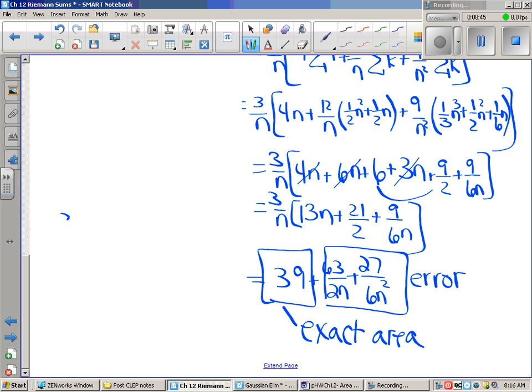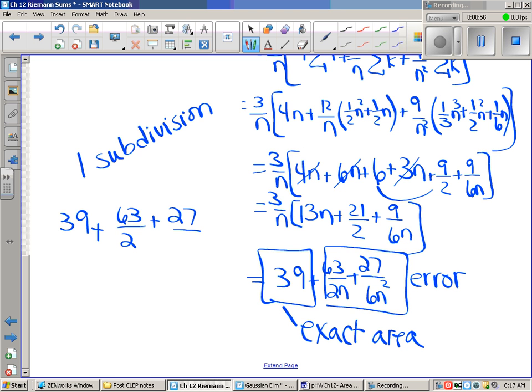And we've been doing that, at least I hope I've been doing that in class with you, that what you would have, let's just say it was one subdivision, okay? Then how you would use this is you'd have 39, you'd have 63 over 2 times 1, plus 27 over 6. And just to simplify this again, that doesn't work out nicely, but 27 over 6, both of those we can divide by 3, giving me 9 over 2. Now we could combine those two, giving me 72 over 2. Hey, that's 36. That means 39 plus 36 would give me 75.